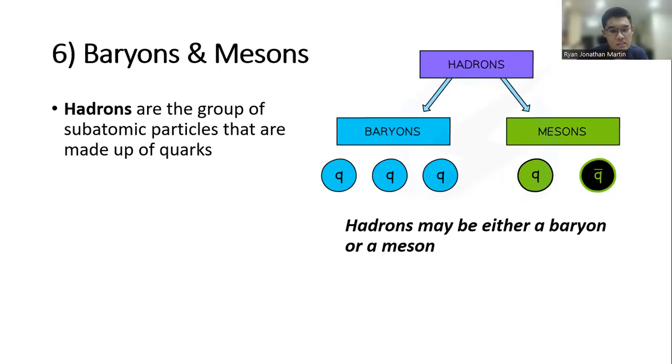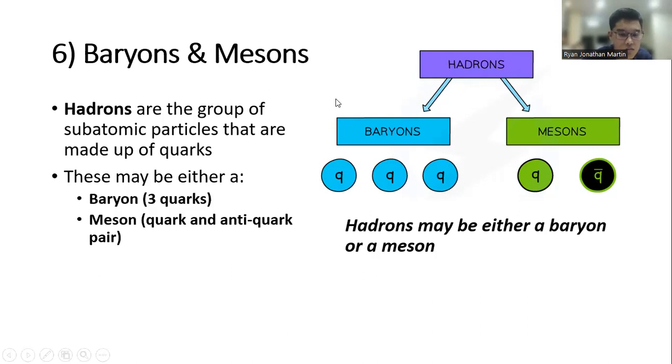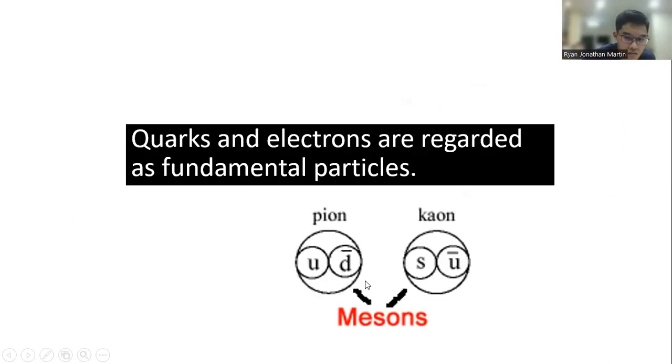All right. Hadrons are a group of subatomic particles that are made up of quarks. They are heavier than your electron. That's why they are called hadrons. These are either baryons, 3 quarks, or mesons, 1 quark and 1 antiquark. Okay, quarks and electrons are regarded as fundamental particles.